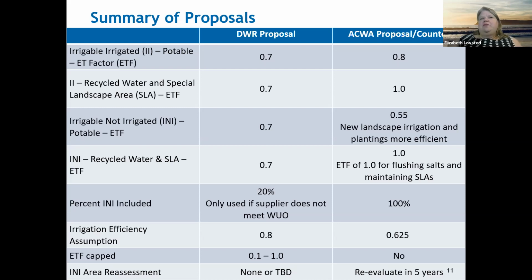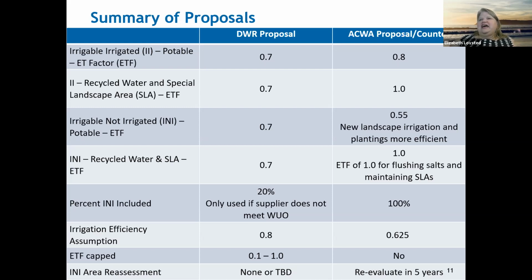And then we have irrigable, not irrigated. Again, irrigable is what is listed in the legislation. And so DWR is proposing to give 20% of that as a buffer, only if you do not meet your standard, and that would be at a 0.7. And Aqua is proposing to do that at a 0.55 ET factor.